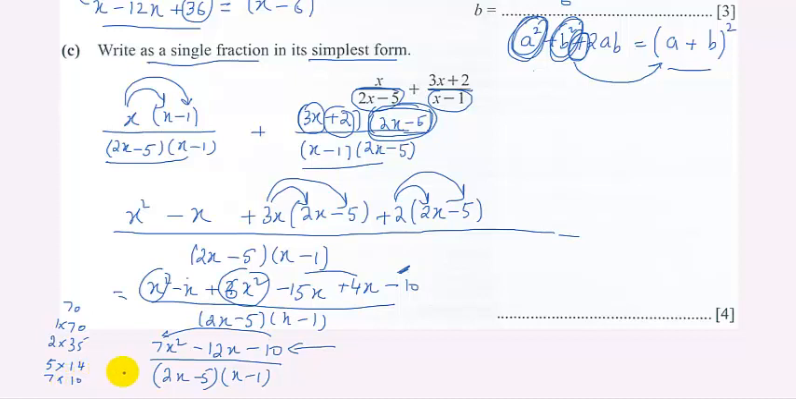So we have to pick so that if we subtract, the answer should be 12. Is there any factor pair where the difference is 12? No. So we can't further factorize this. So this is the final answer: 7x squared minus 12x minus 10 over 2x minus 5 and x minus 1. 4 marks.